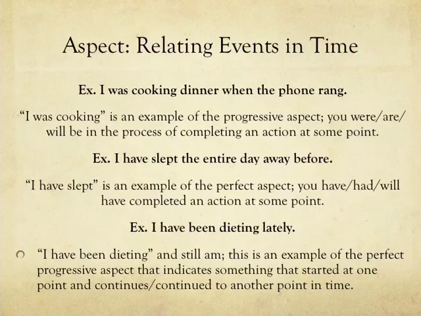Now, this last one, I have been dieting lately, is an example of what we would call the perfect progressive aspect, okay? So as you can see in this example, we have both to have and to be helping the verb, right? So if we know that the verb phrase, I diet, is being helped by both to be and to have, there's a very good chance that we're going to be in the perfect progressive aspect, which is an aspect that indicates that something started at one point and continues or continued to another point in time.